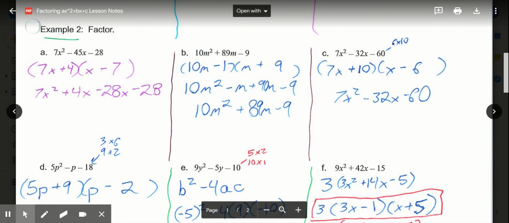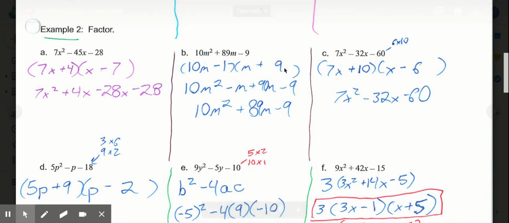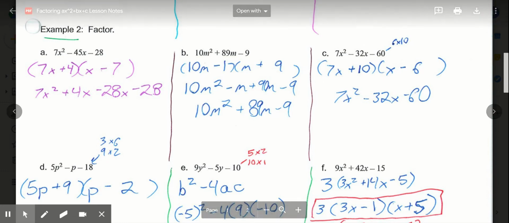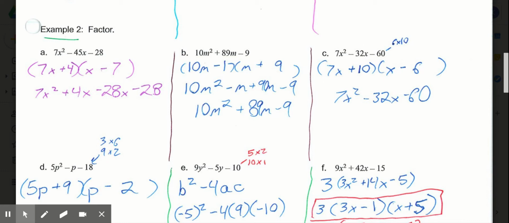10m times 9 would be 90m, right there, minus 1m in the middle, gives me my positive 89m. So that's the setup I want. So that would be our factored form.